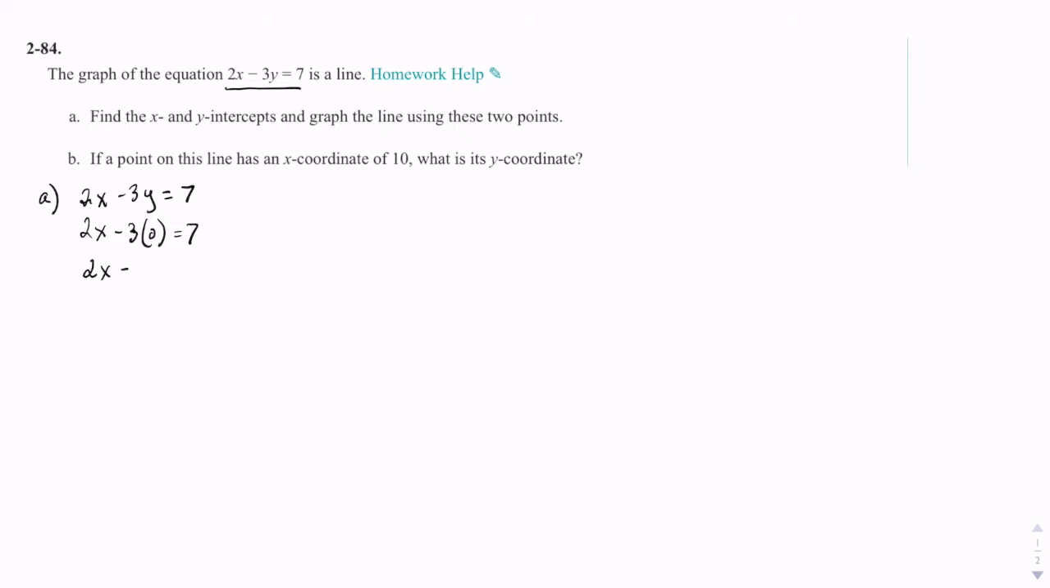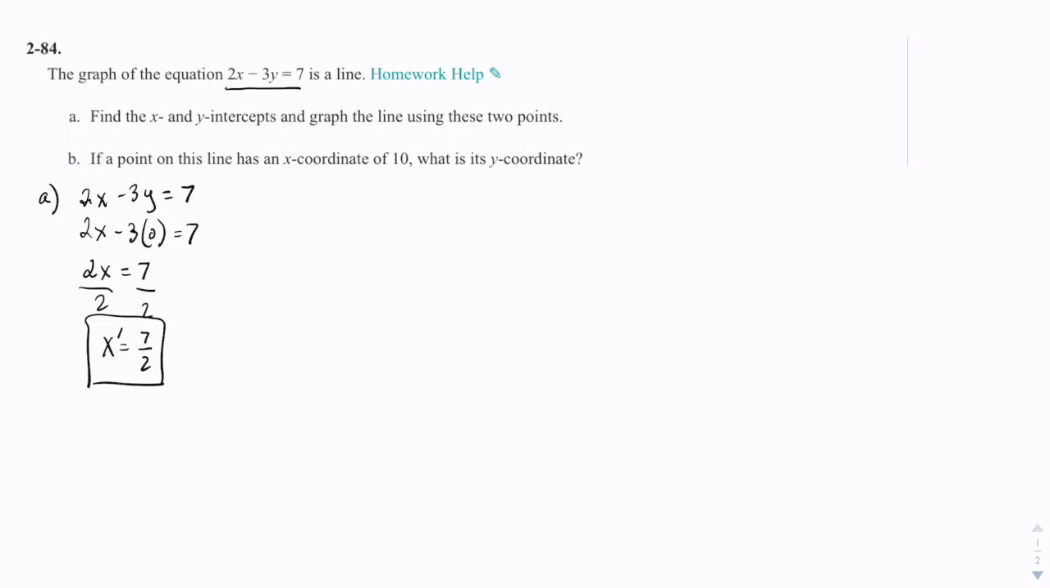So I get 2x equals 7. Let me show the step here: divide by 2, x equals 7 halves. So the x-intercept is 7 halves.